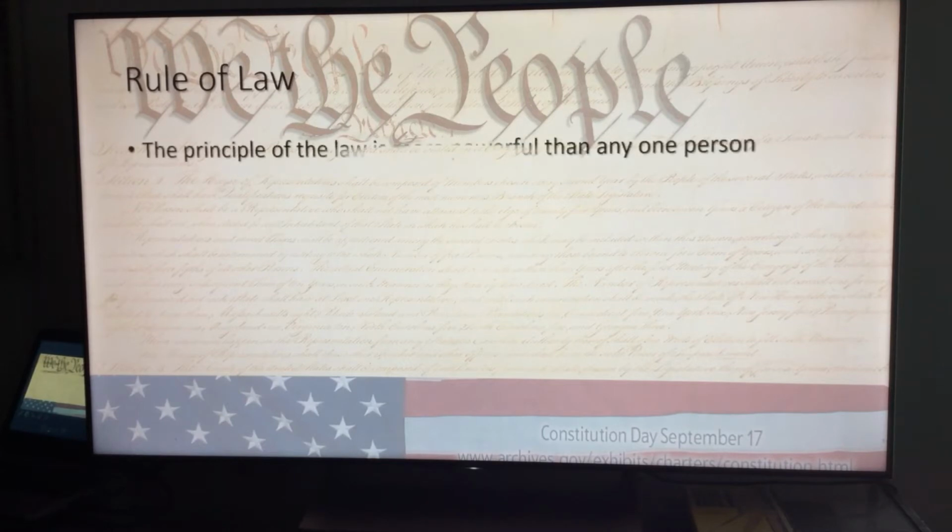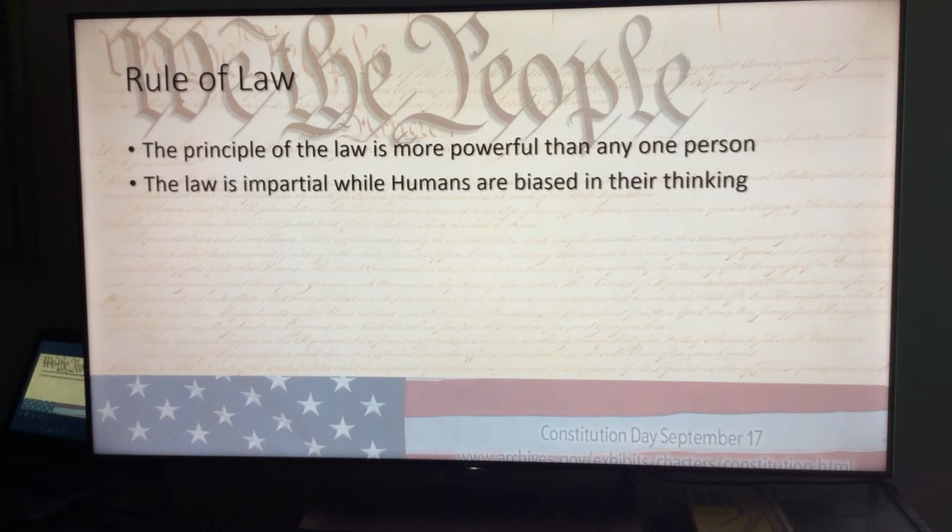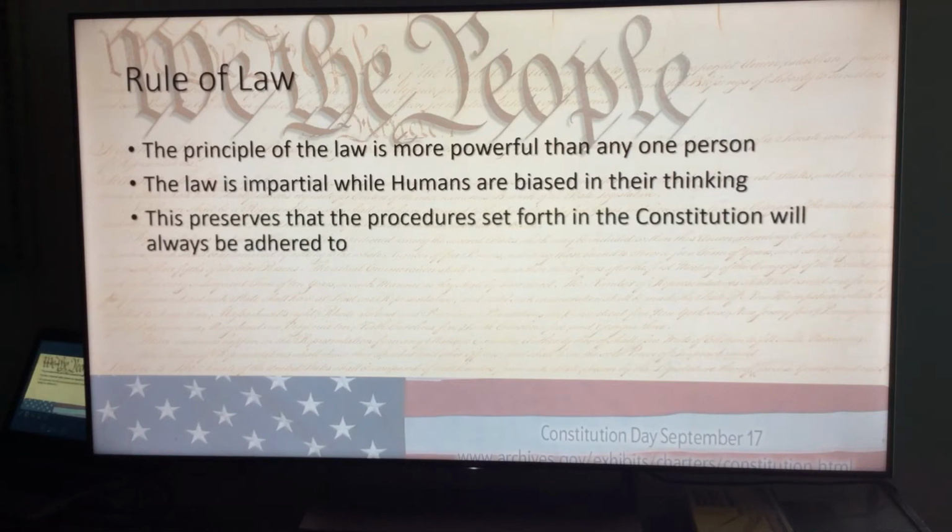Let's see. Rule of law. The principle is that law is more powerful than any one person. We would hope that is the rule of law in the United States. We do not want individuals to rule because they can trample rights. The law is impartial. The law doesn't look at any gender, doesn't look at any color. It is impartial, whereas we, human beings, are biased in our thinking. This preserves that procedures set forth in the Constitution will be adhered to. The law is written. It is there. It is impartial.